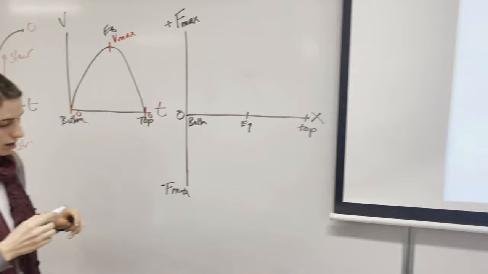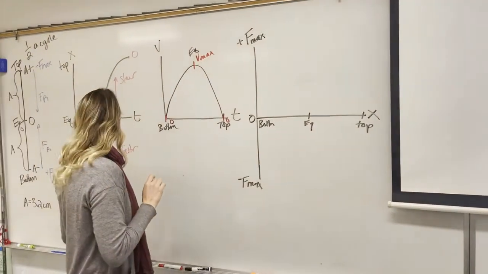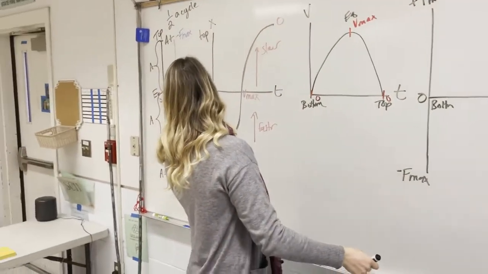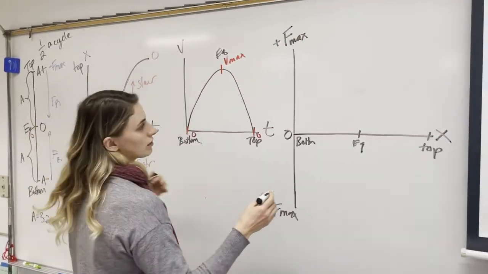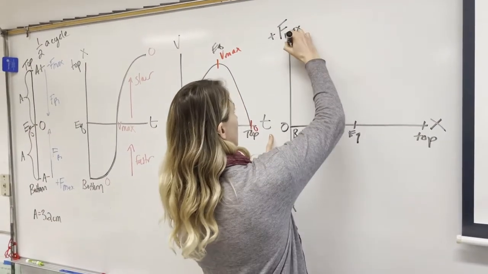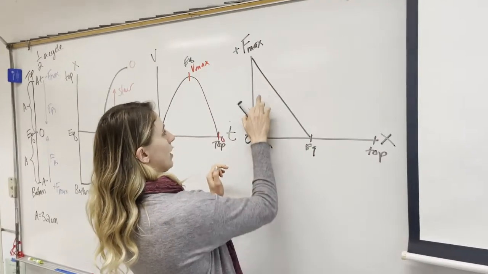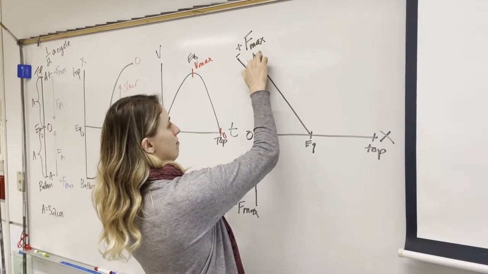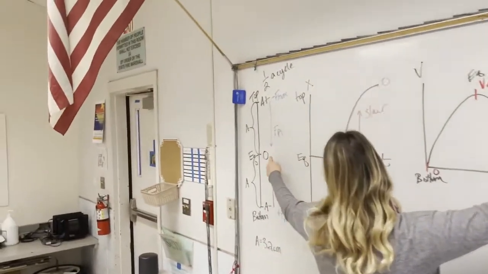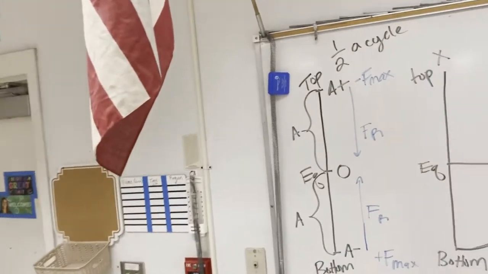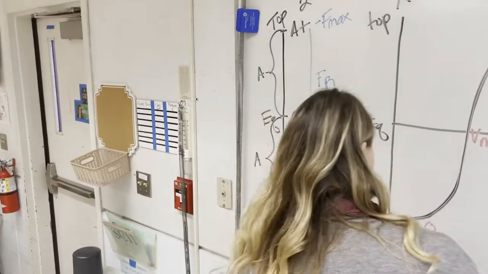So what would the graph of the force look like? Well, at the bottom, what's the direction of the force? At the bottom it's positive, a positive F max, and it's going towards 0. So we're going to start up. At the bottom it's going to be a positive F max. It's pulling up. And then over here at the equilibrium we're going to 0 net force. Now it's pulling down. Okay, 0 right there.